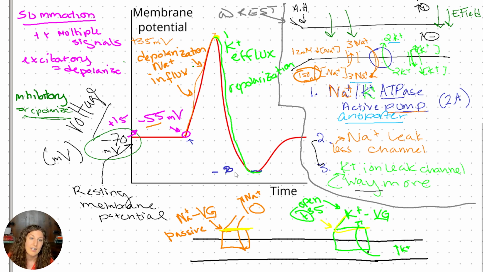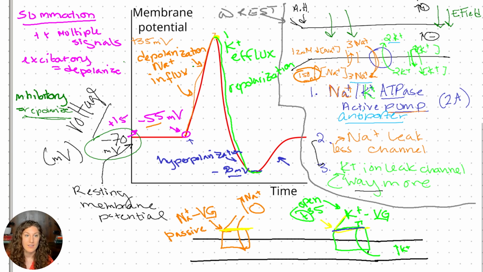All right, and -90 is right about where our potassium equilibrium is. So that's where the equal concentrations of potassium on one side or the other are. And it's also where we close our gate. This -90 is known as hyperpolarization, where we've gone below our resting potential. And it's also the point at which, with enough signal, we could have another action potential.